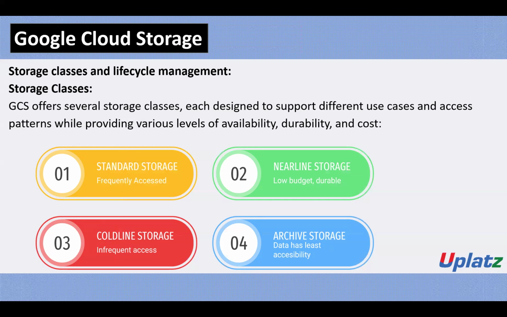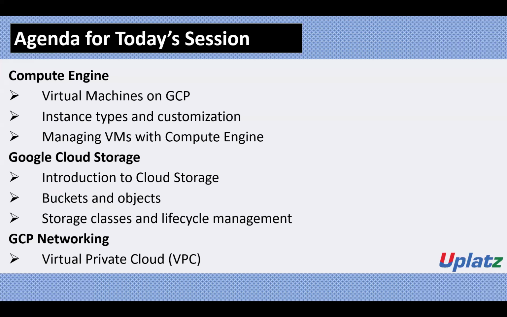So we have elaborated on what is standard storage, nearline storage, coldline storage, and archive storage, and what their features are. Okay, we also have seen that. And then we have seen what is lifecycle management, and what is the role of lifecycle management. After that, we started with GCP networking, Google Cloud Platform networking.